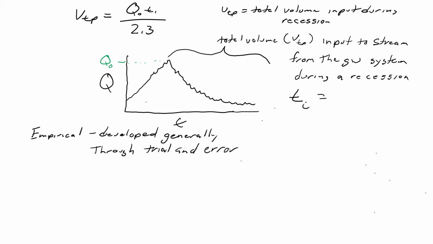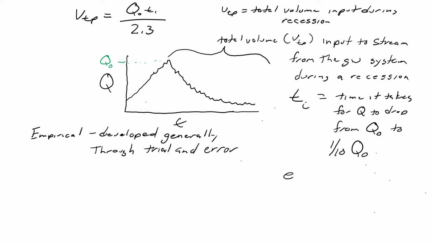It's actually really simple. T1 or Ti, however you choose to read it here, is simply the time it takes for Q to drop from the initial Q, so the Q at the start of the base flow recession, to 1/10 of that amount. Probably makes no sense at all. Let me give you an example.